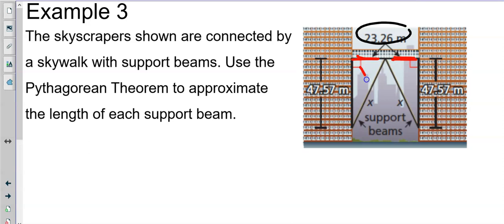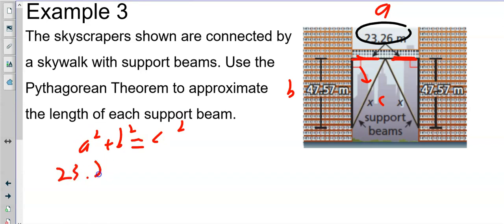So again, I like to draw this. So this is my C, or my X, doesn't matter. This is my A, and this is my B, again, interchangeable. So A squared plus B squared equals C squared. So 23.26 squared plus 47.57 squared equals x squared.